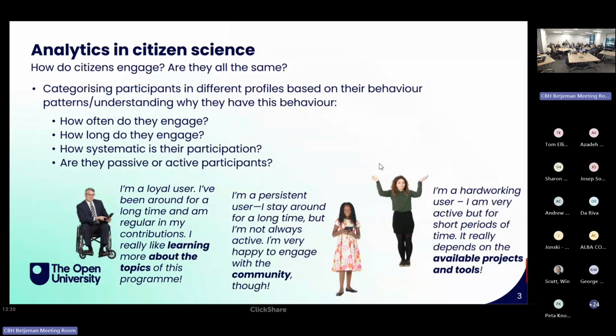So what we have done with the Enquire project is we were trying to understand how do users engage and why some people drop out. If you're going to engage the public in what you're doing, you probably want them to be engaged and not to leave your project after a couple of weeks, because then there's no point of you engaging the public that is not engaged.